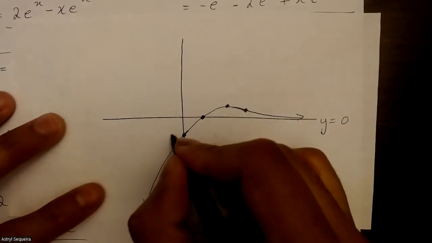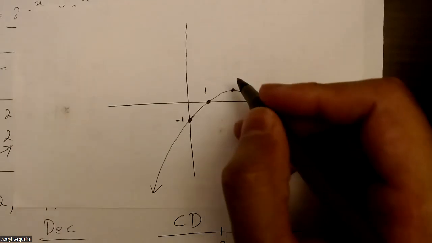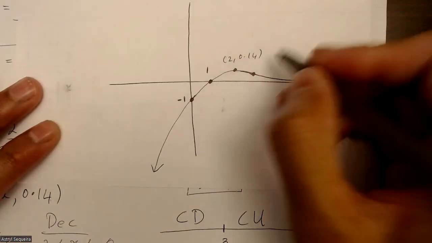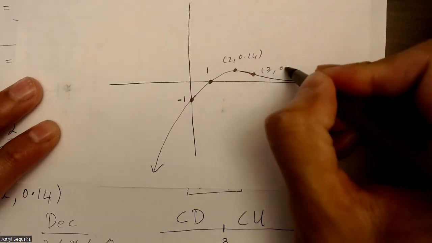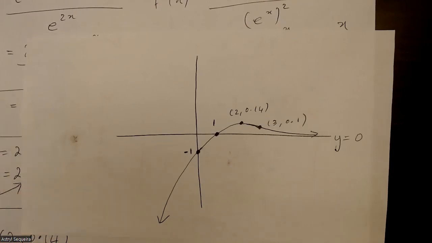You can label the points now. Negative 1, 1, 2 and 0.14 and 3 and 0.1. And that's how you sketch this function.